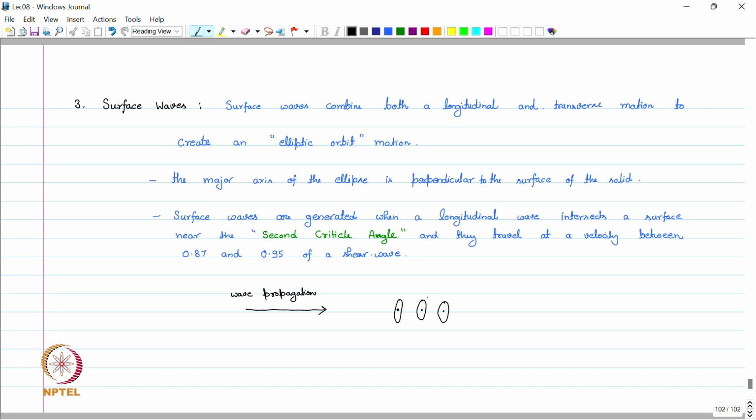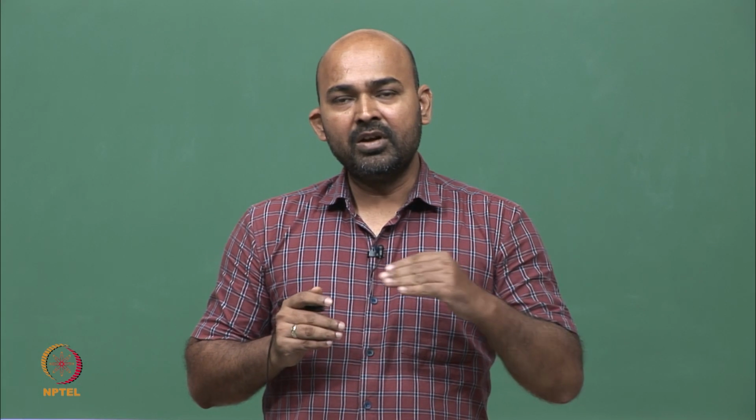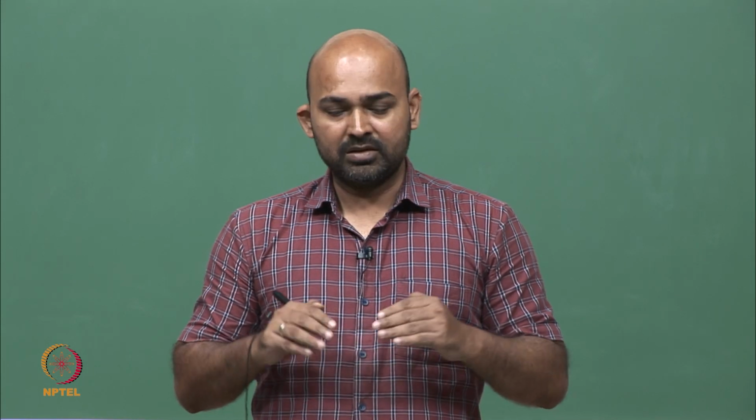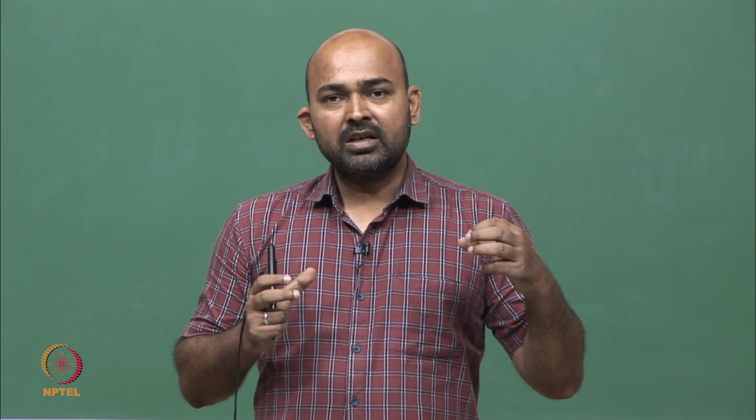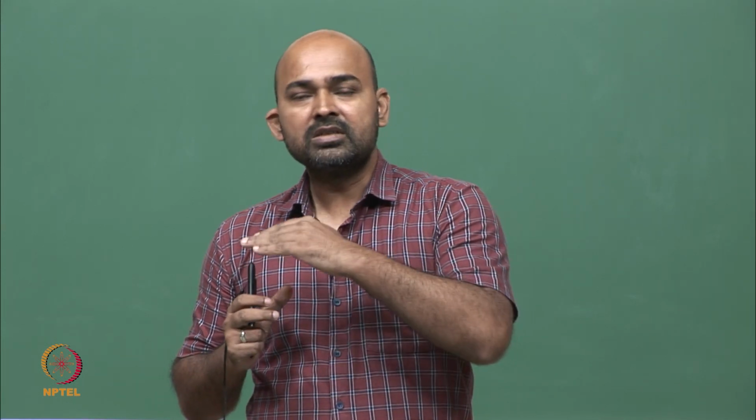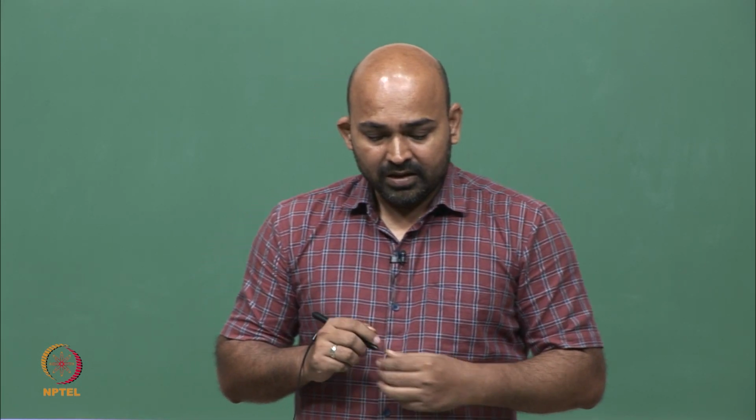This kind of motion is a rotating motion, but it is not a complete circle, it is an ellipse kind of motion. This is how these surface waves are formed and this is how they propagate. These surface waves travel on the surface of the material. So, we have a piezoelectric material, and these are the waves which travel on the surface of this material.